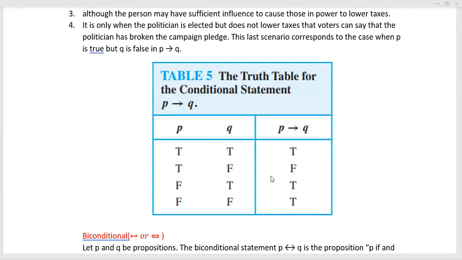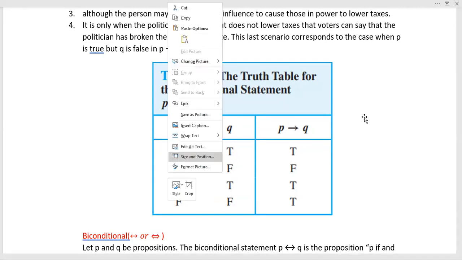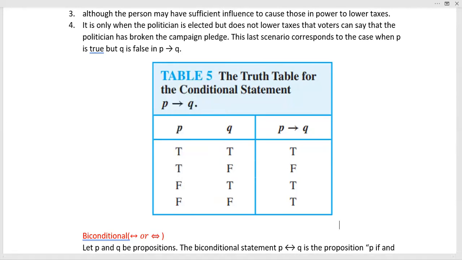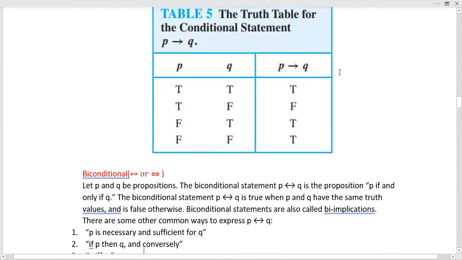So here, what can we observe? We can easily observe that the first statement is true and the second statement is false. In that case, P conditional Q is false. In all other cases, P conditional Q is true. Do you understand? Any doubt? No, sir. Can I go to the next one? Yes, sir.